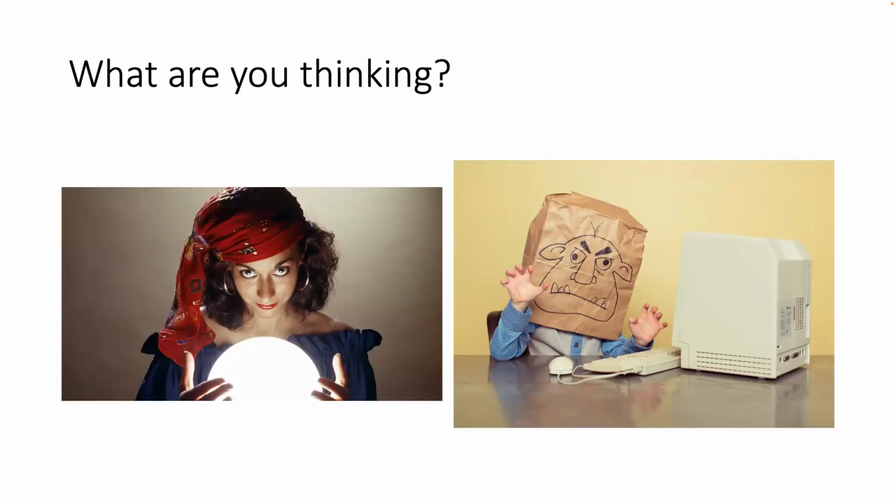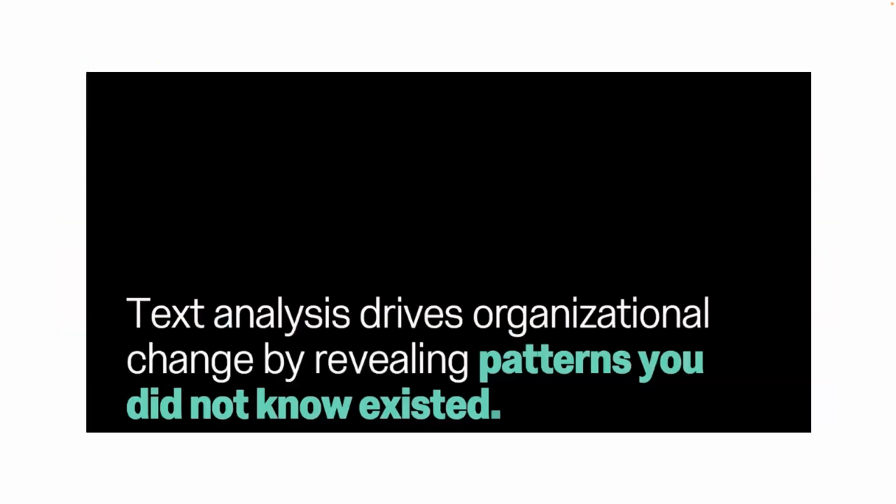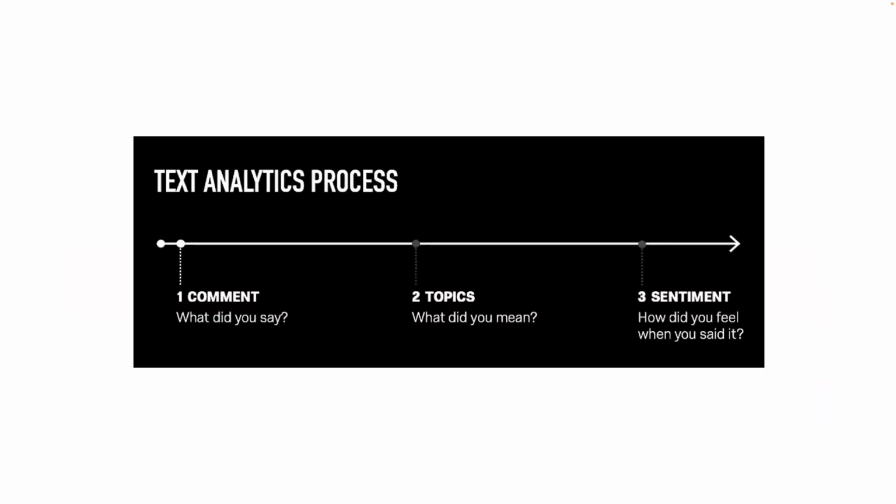One of the cool things that happens when you let people offer their opinions in a free text response is you find out things you didn't know before. Text analysis helps drive organizational change by revealing patterns you didn't know existed. And here's kind of a breakdown of what happens in the text analytics process. First, people are providing a comment, and at first read, you're figuring out, okay, what did you say? And then you dive into Text IQ and assign topics to all the responses to really figure out, what did you mean? And then from there, Qualtrics assigns sentiment scores to each response that lets you figure out, how did you feel when you said it? And from there, you can analyze your responses and take some action on the surveys you receive.